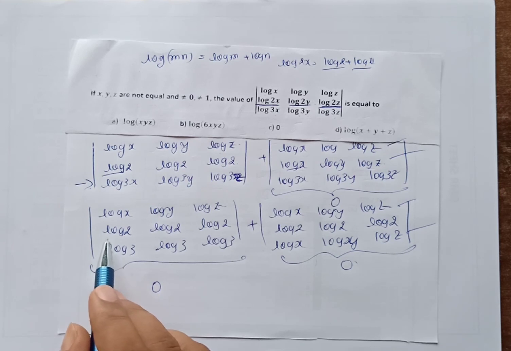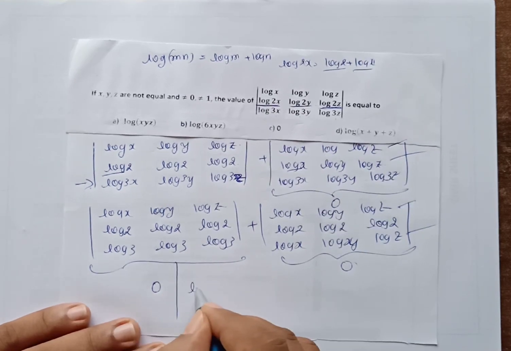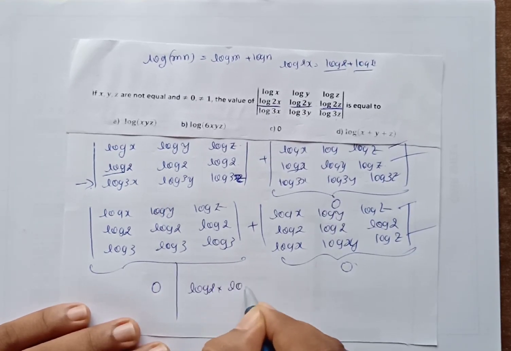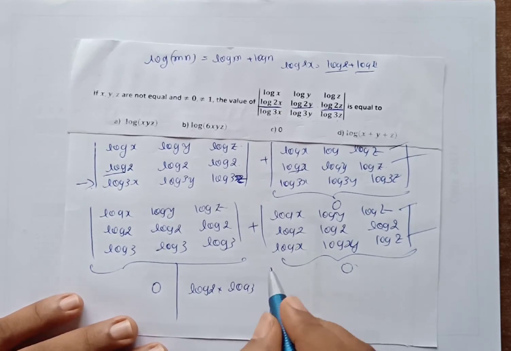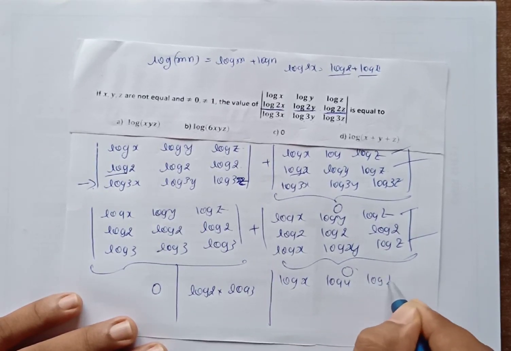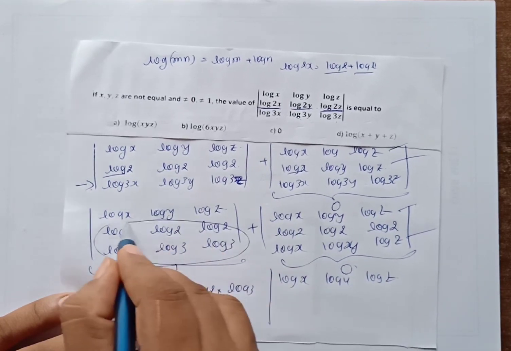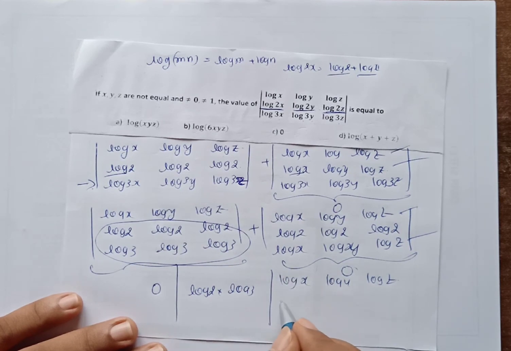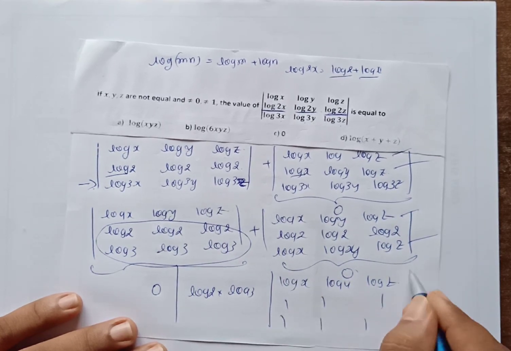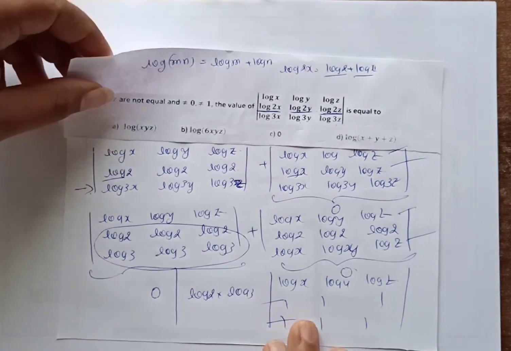Just observe, in the next step we can take log 2 common from R2, log 3 common from R3. So it will become log 2 into log 3 into the determinant. First row same, log x, log y, log z. Actually this one we can skip because by observing this pattern we can easily identify the answer. 1 1 1, 1 1 1. So identical rows, determinant is 0. It's one of the easiest questions. Yes. Thank you.